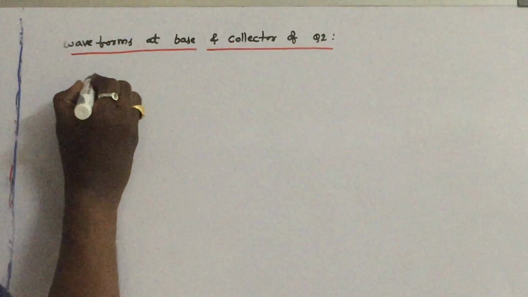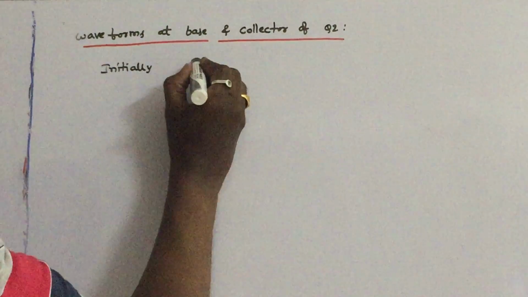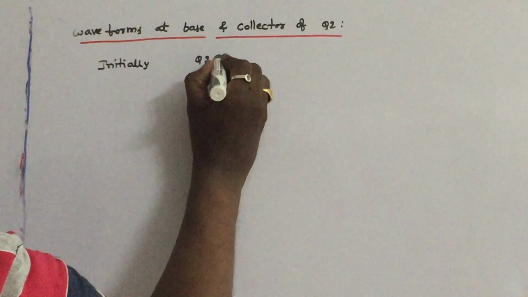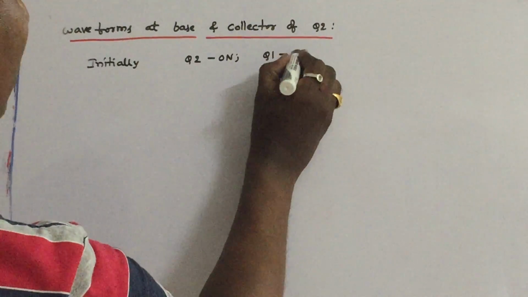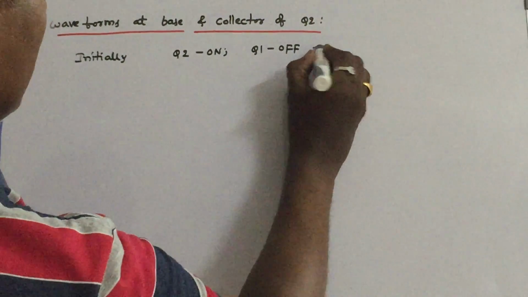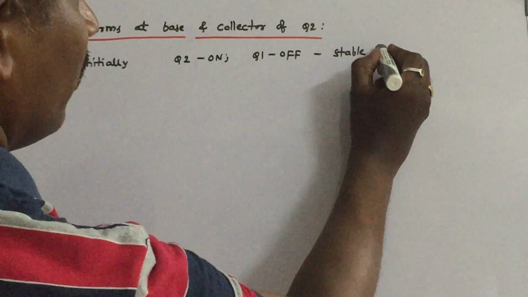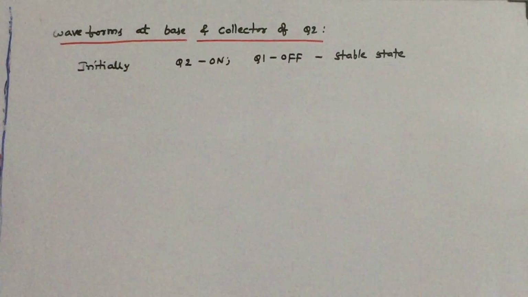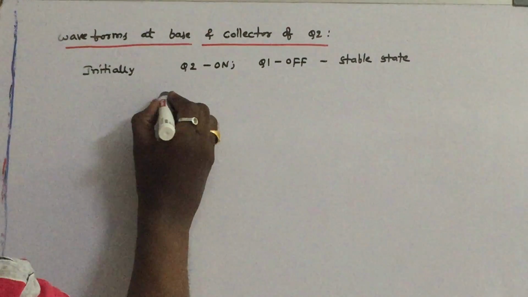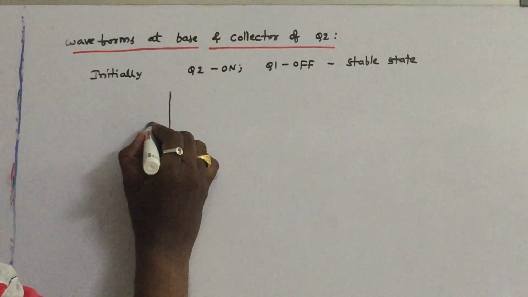For this, initially, what is the status of transistor Q2? Q2 is in on condition and Q1 will be in off condition. This is the initial stable state of the circuit. Stable state means the circuit will remain in that state initially. So let us draw the base waveform, first VB2.